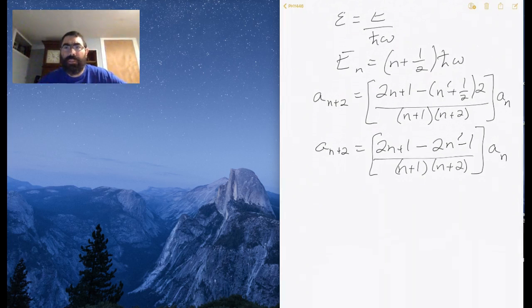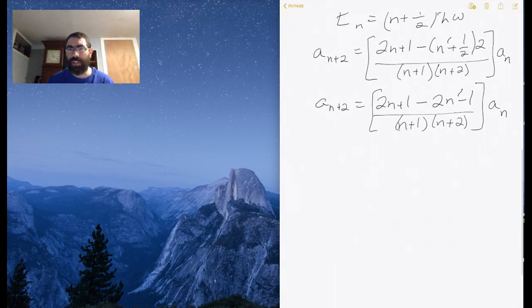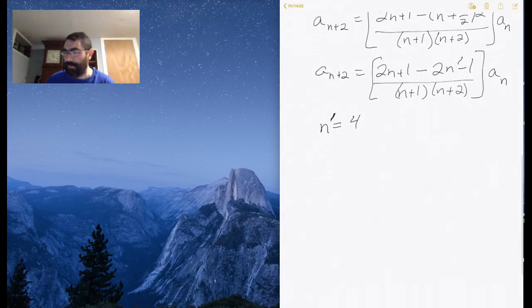Well, it means that the energy level is now going to set the upper limit on how many different coefficients we have to calculate. And so if we're trying to calculate, say, n prime up to the value of 4. So basically, what is h sub 4? What is this polynomial going to be?